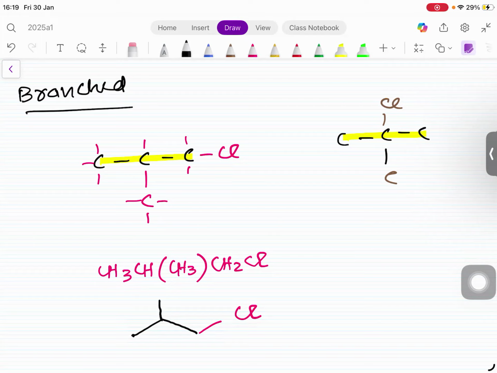Now, if I make a skeletal, 1, 2, 3, and then there is a Cl, and carbon number 2 is the branch. It's the same thing which you have drawn here, but your chain is actually going 1, 2, 3 this way. So it doesn't make a difference whether it goes straight, parallel, or upward.